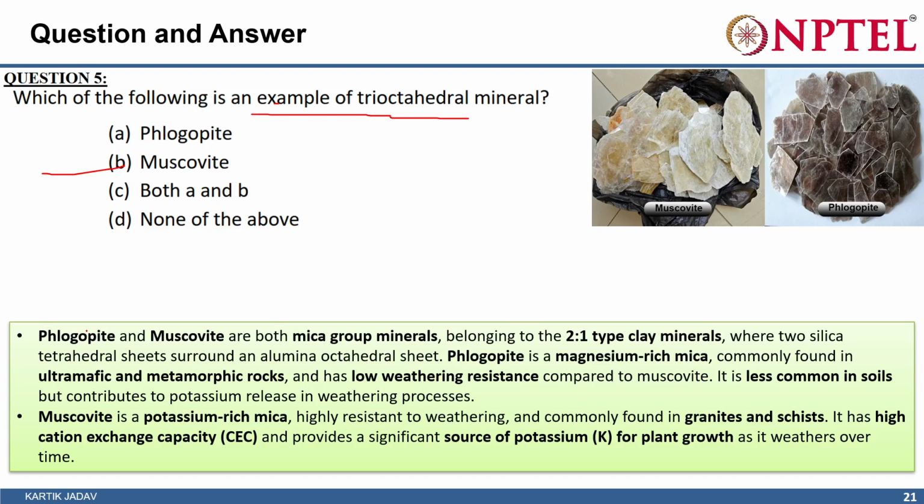So we know that glaucophyte and muscovite are both mica group minerals belonging to the 2:1 type of clay mineral where two tetrahedral sheets surround an alumina octahedral sheet, right? And glaucophyte is a magnesium rich mica and commonly found in ultramafic and metamorphic rocks. So here what they are asking is an example of trioctahedral mineral. So you know that the mica is a typical example of trioctahedral mineral.